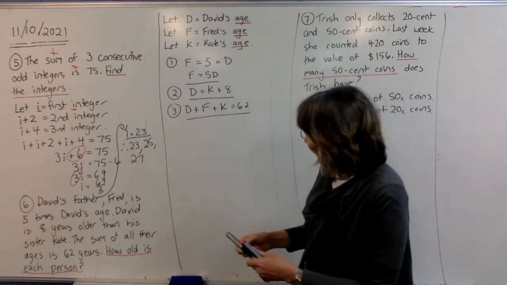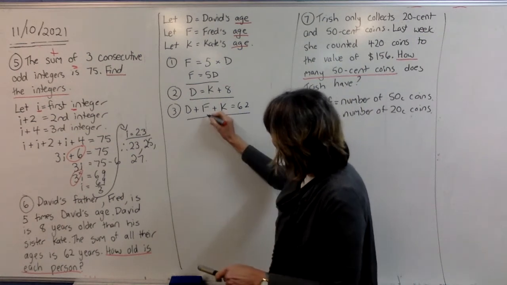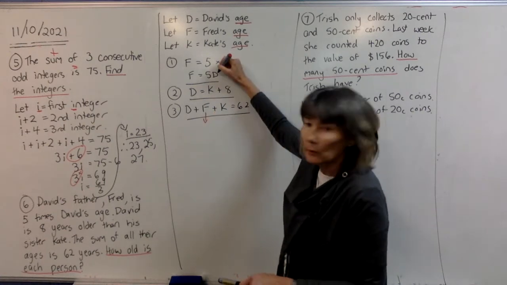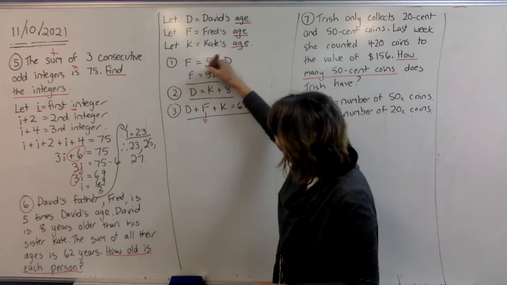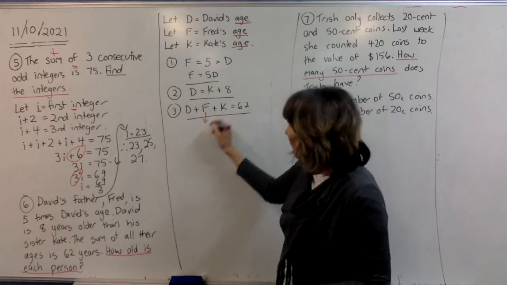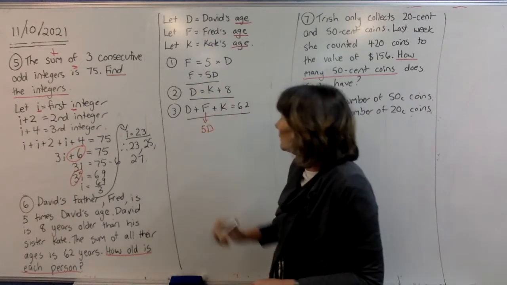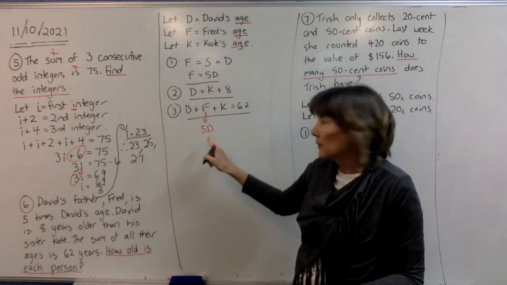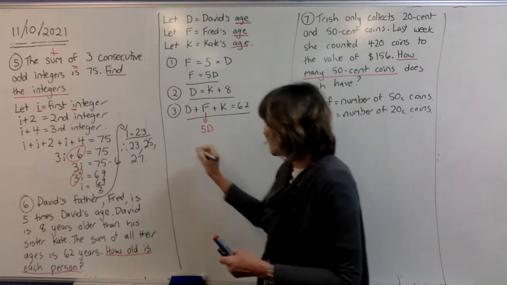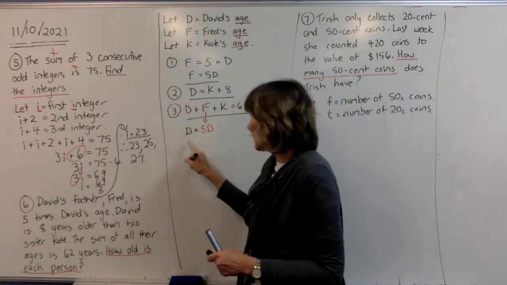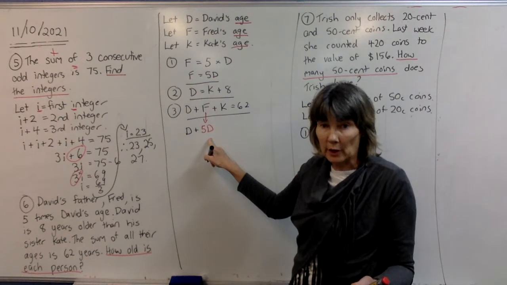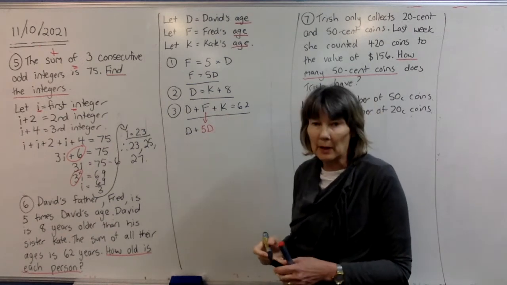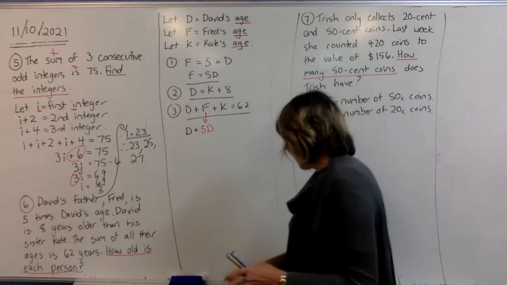Well, here for Fred, instead of writing F, I can write 5D. So I'm going to write 5D in that spot because F equals 5D, right? I'm going to leave this alone because, see, we've got already down to just one letter so far, as long as we can do something over here. All right, so what about this one?